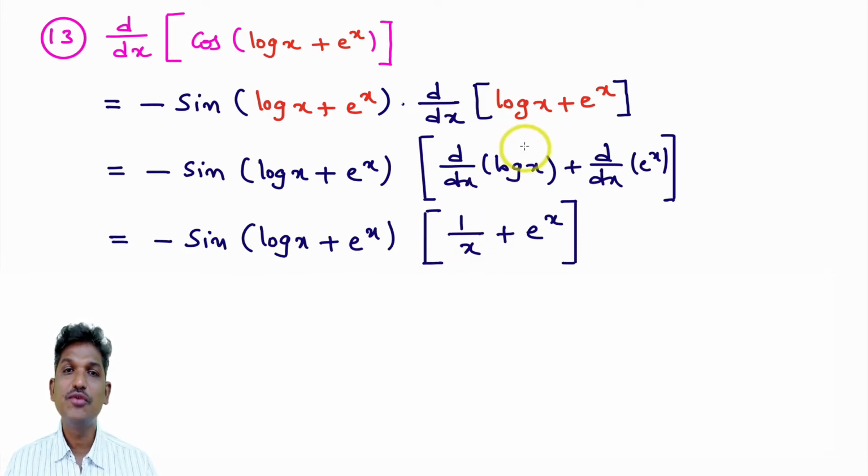Now further, if I simplify this, this is as it is, minus sin of log x plus e power x into derivative of log x. We learned 23 formulas, right? Direct formula is there. Derivative of log x is 1 by x, plus derivative of e power x. Derivative of e power x is e power x only. This is also a direct formula. That's it. Now we'll do the last problem in this chain rule differentiation.